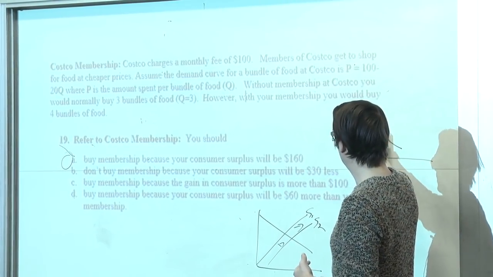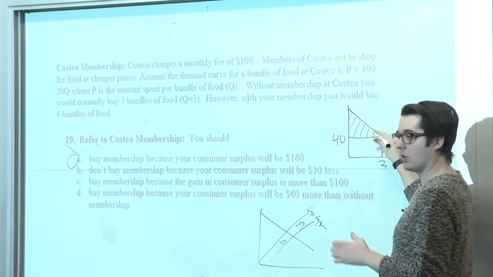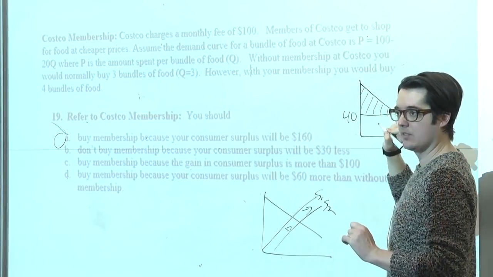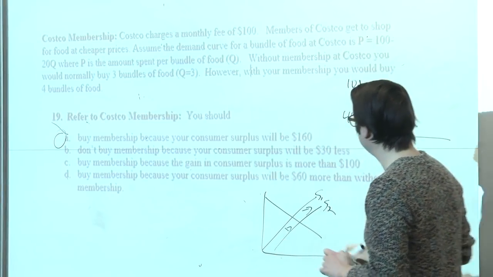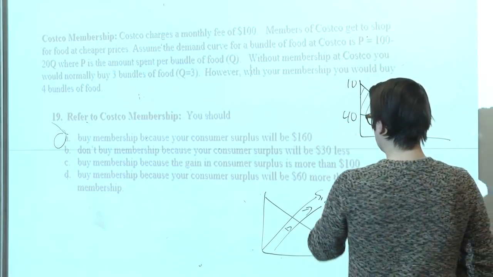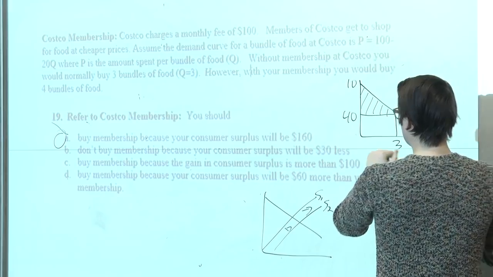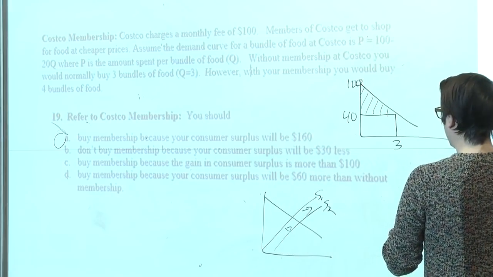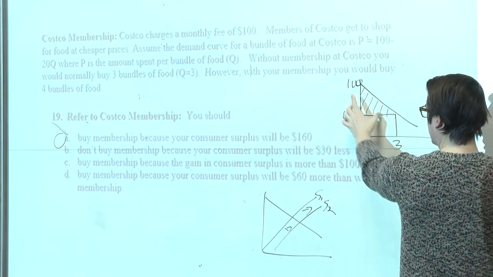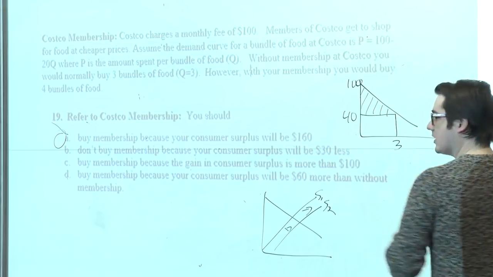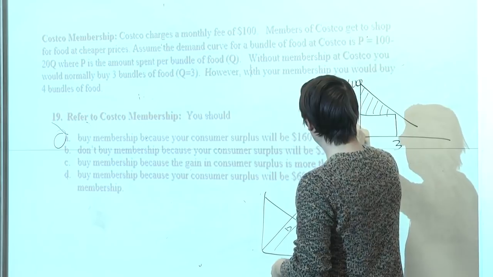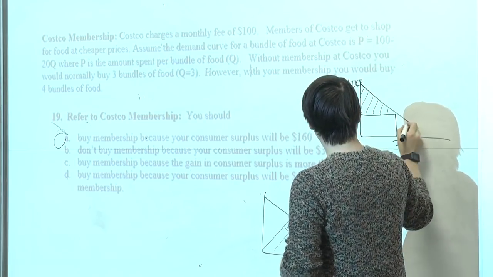To get your consumer surplus at that level, you just calculate the area of this triangle. We know this hits up here at 100, which means our consumer surplus is 90, sorry, not 160. The base of this is 3, the height of it is 60, so the area of that triangle is 90. Now if we had a Costco membership, then we would buy 4 things.